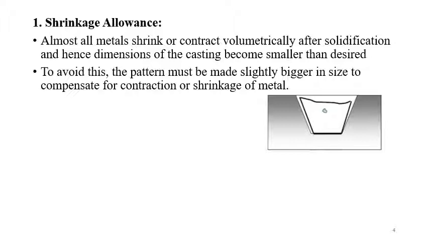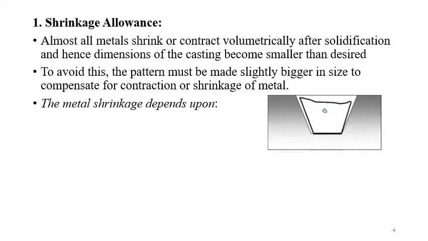You can see this is a mold cavity. After solidification, as the molten metal shrinks, on the left and right sides there is a slight gap, because the molten metal shrinks at the time of solidification. That's why the pattern is prepared slightly larger than the required size. It is called shrinkage allowance.